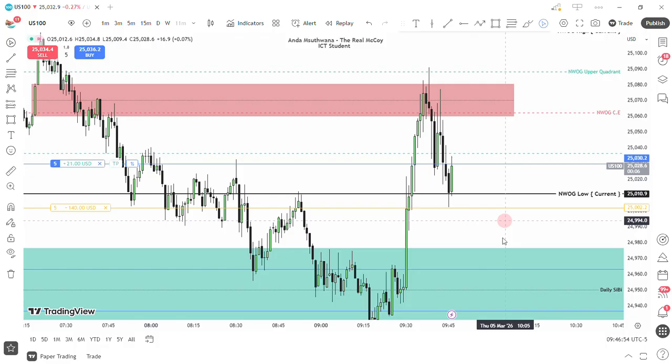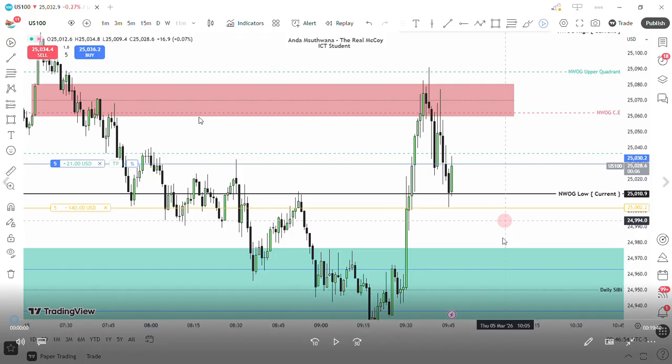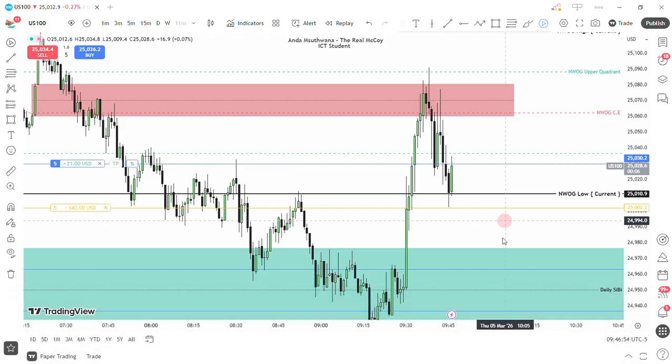So at this time I'm watching price and I'm thinking, I want to buy this. I had already bought it the first time. I bought it inside the daily SIBI and I got stopped out. That wasn't a good trade. Right, okay, but the idea hasn't changed yet. The logic hasn't changed. I'm still expecting higher prices. I just entered at the wrong time.